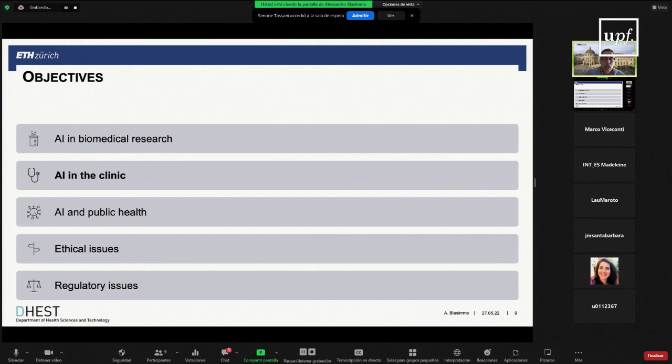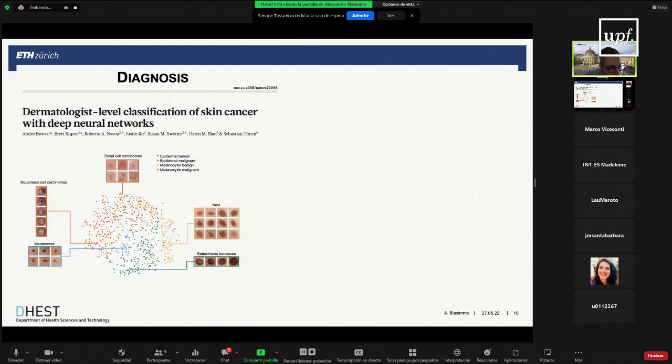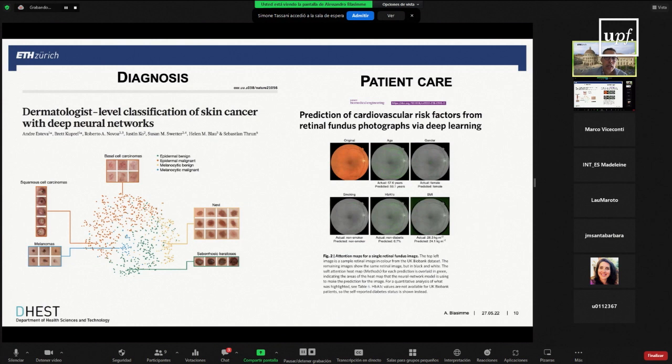Arguably the most interesting applications of AI in medicine have to do with AI-driven predictions in the domain of clinical medicine. Here is a very, very typical example of a deep neural network that is able to classify skin cancer or any skin lesion based on morphological features and so on. So the idea here is to develop an algorithm that can perform a diagnosis, or as you see on the right here, an algorithm that can predict, in this case, cardiovascular risk, by looking at images of the retinal fundus of the patient.